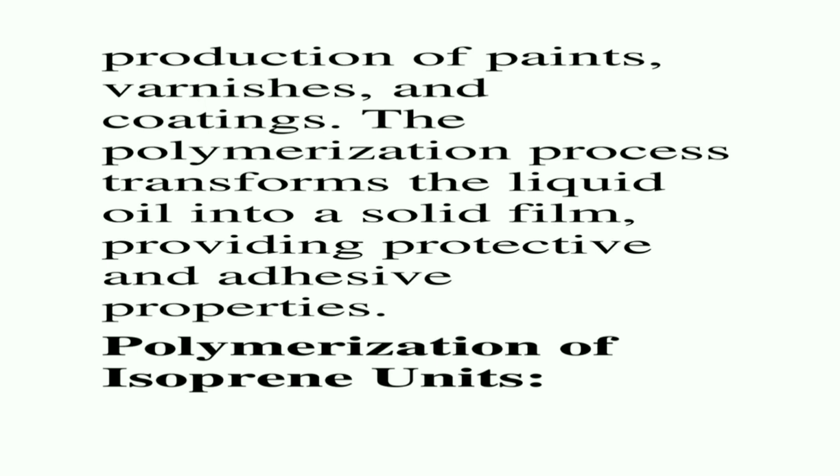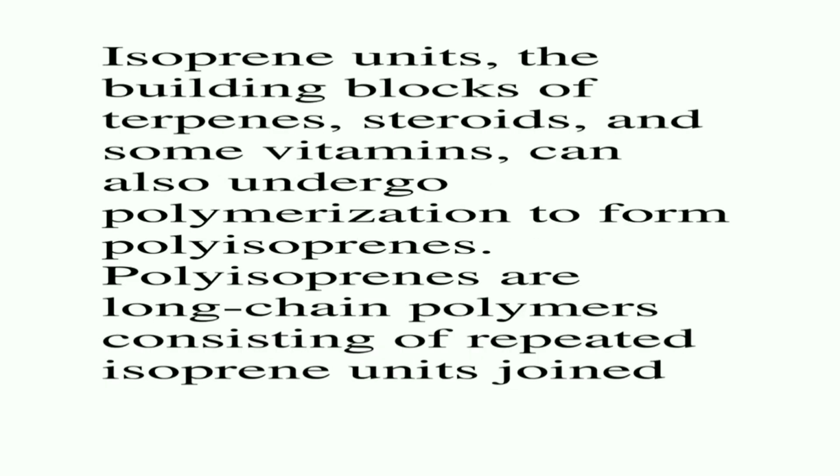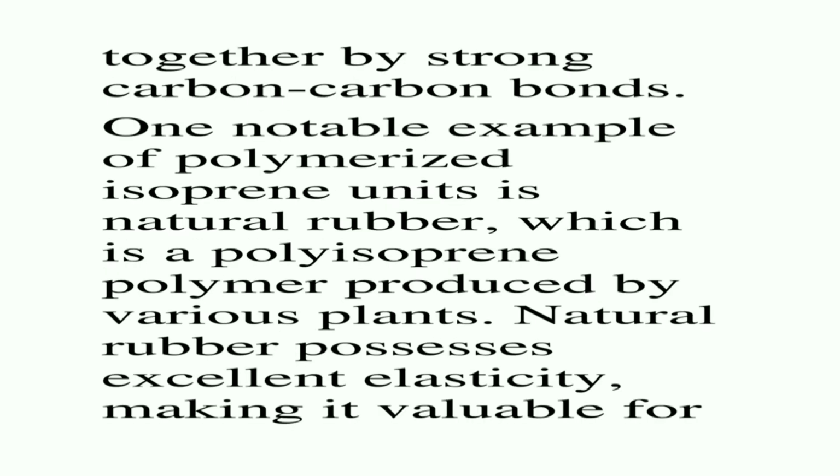Polymerization of isoprene units. Isoprene units, the building blocks of terpenes, steroids, and some vitamins, can also undergo polymerization to form polyisoprenes. Polyisoprenes are long-chain polymers consisting of repeated isoprene units joined together by strong carbon-carbon bonds.